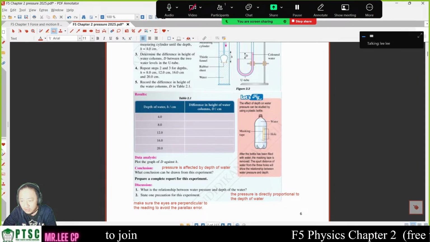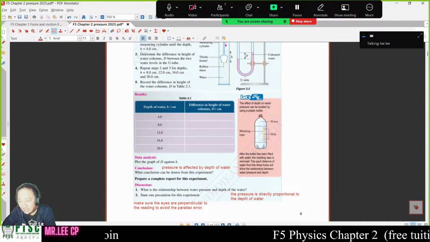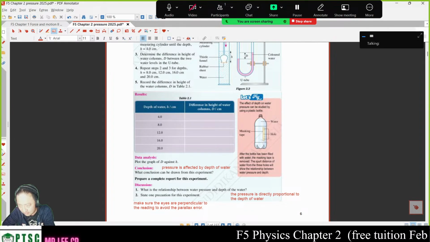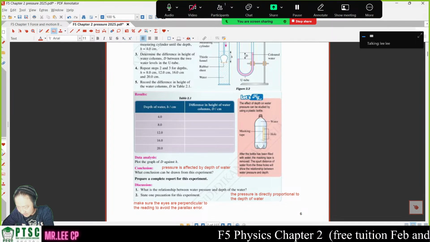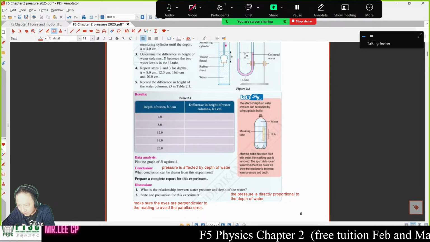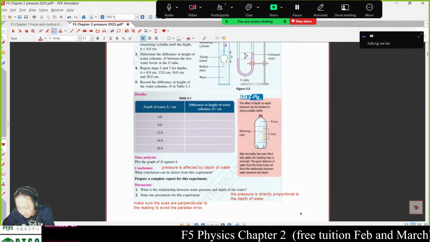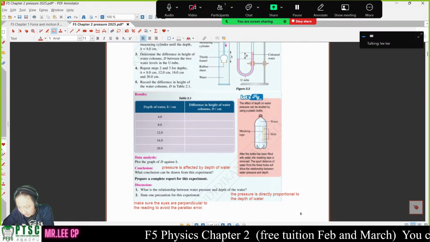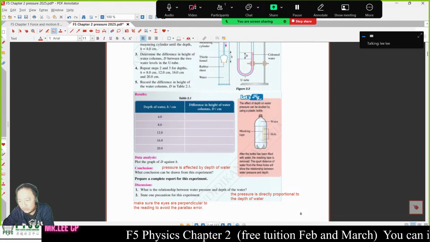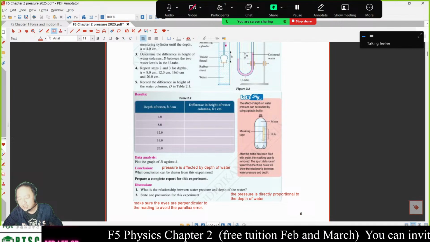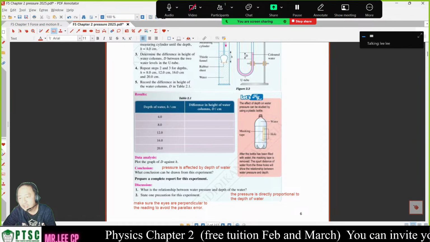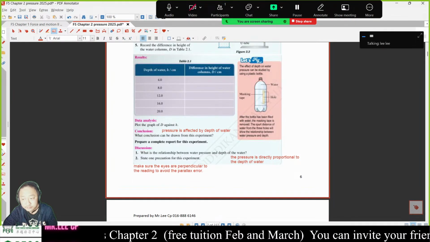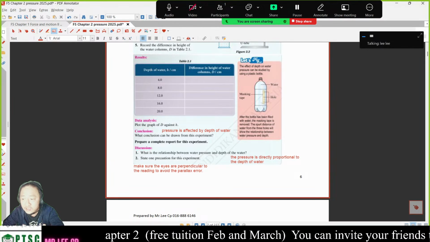Now after the bottle has been filled with water, the masking tape is removed. So you remove the masking tape, and then the water spurts out to some distance, with different water pressure because of the depth. Okay, why is this experiment not suitable?